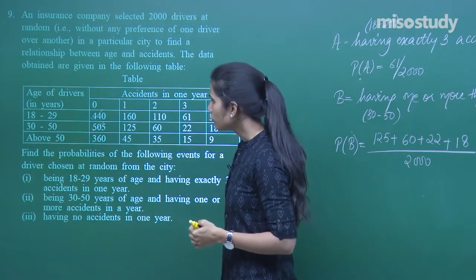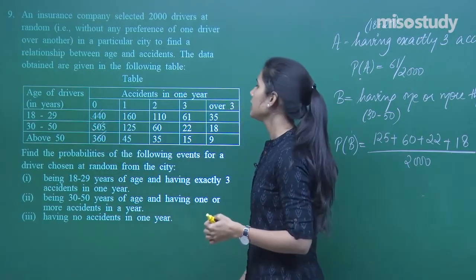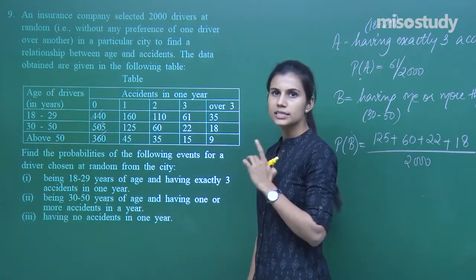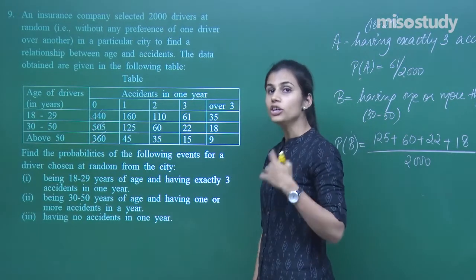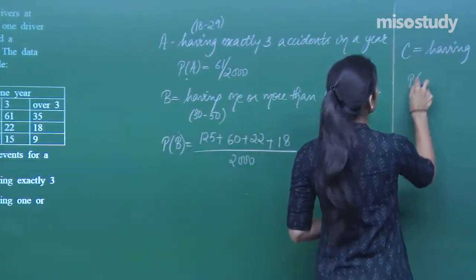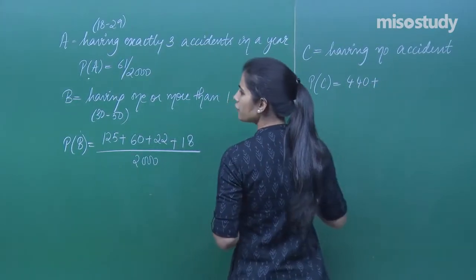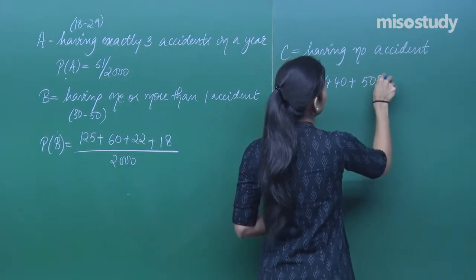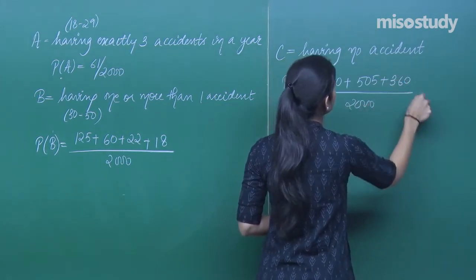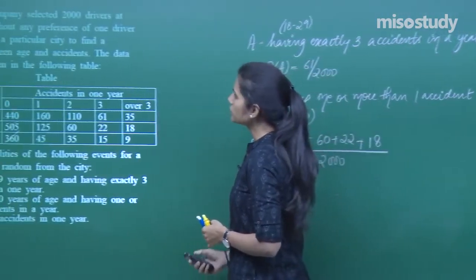505 in the age group of 30 to 50 are having no accident in a year and 360 in the age group of above 50 are having no accident in a year. So, 440 plus 505 plus 360 is the total number of drivers which are having no accident in a year out of 2000. So, probability of event C would be 440 plus 505 plus 360 upon 2000. Is it clear? Let's look at the next question.